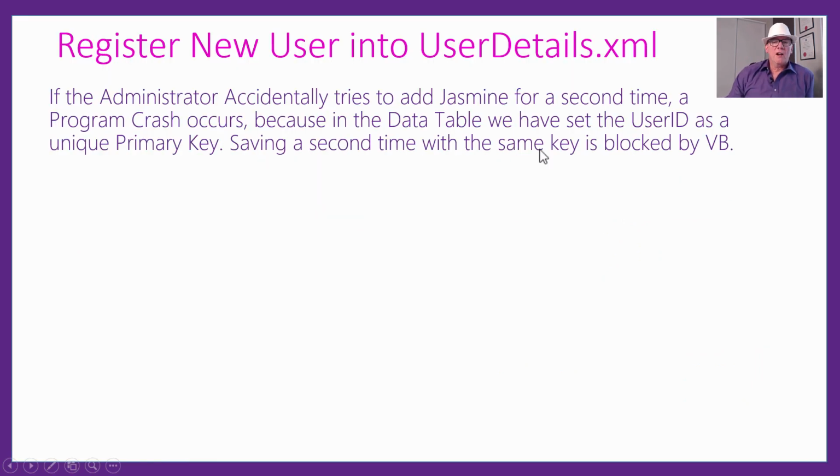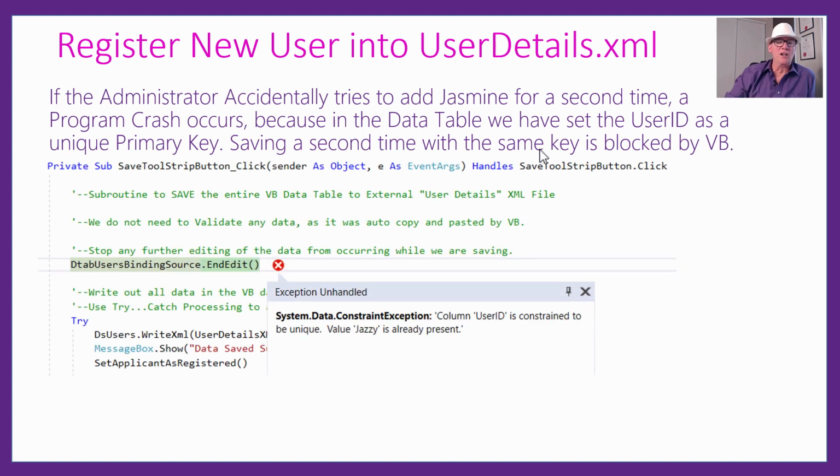Alrighty, so if the administrator accidentally tries to add Jasmine for a second time, we get a program crash, because in that data table we set up for the users, when we were setting up DS users in the previous lesson, we made user ID a primary key. And so saving a second time, using that same key, that same user ID of Jazzy, is going to be blocked by VB, and that causes a crash. So if you accidentally try and click that save button again and do the processing for Jasmine, you get a program crash, and this is the message you get. So we need to fix that up.